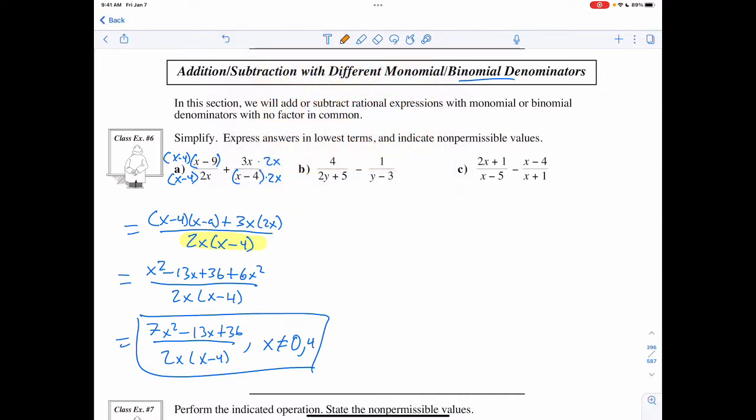For example, b, can't factor this down, can't factor this down, so once again, I'm going to multiply it into the two parts. I'm going to need to multiply all of the 4 by y minus 3, and I'm going to need to multiply that -1, watching for that subtraction there, by 2y plus 5, all over my 2 factors on the bottom, 2y plus 5, and y minus 3.